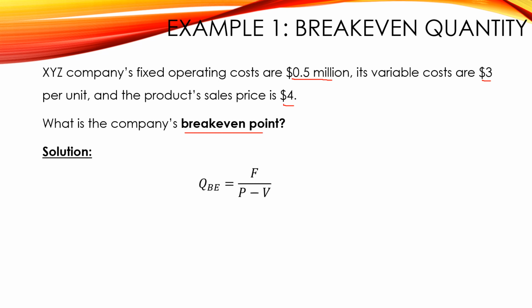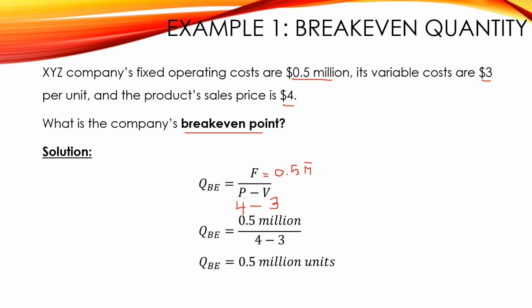We all know QBE is equal to fixed costs over price per unit minus the variable costs per unit. We have the fixed costs equal to $0.5 million, and the price is $4 minus $3 per unit for the variable costs. As a result, the QBE will be equal to 0.5 million units, so the company must at least sell 0.5 million units to cover its costs.